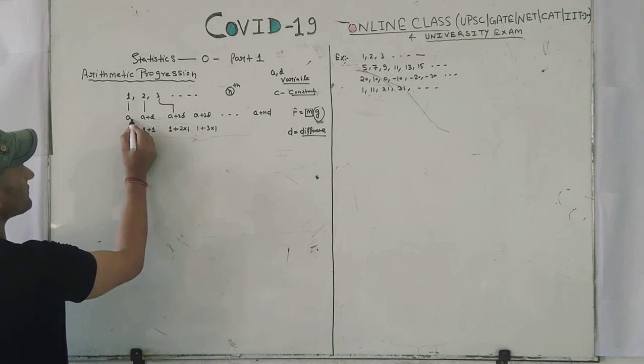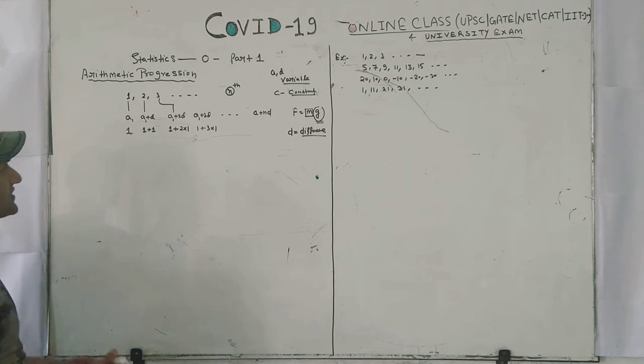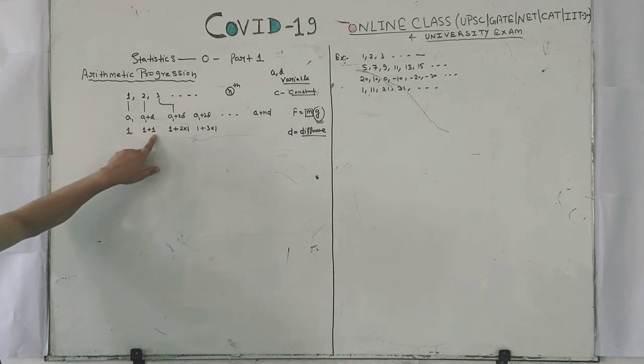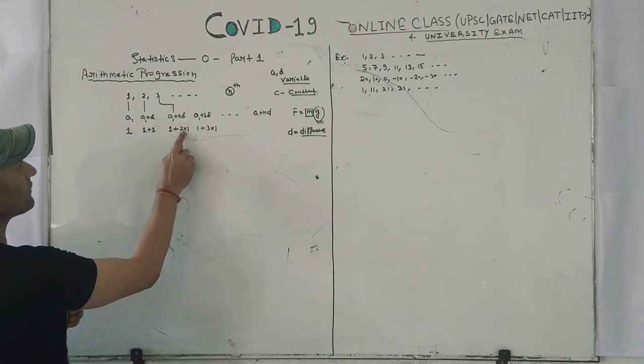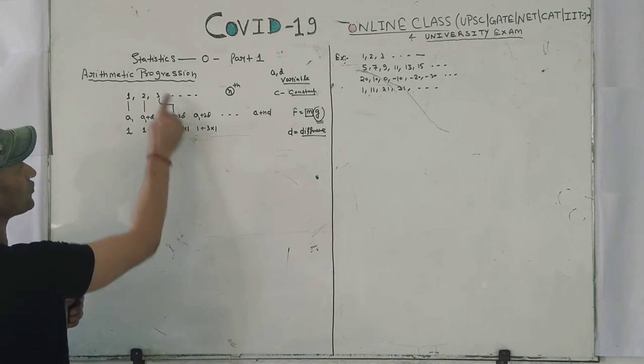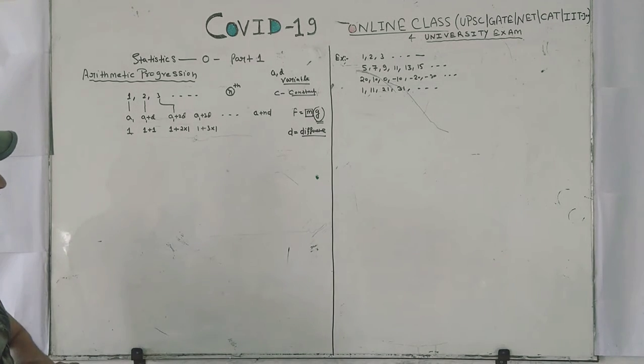And this is the first value, a1. This is the first value, and this is the difference. So you get this series: 1, 1 plus 1 equals 2, 1 plus 2 into 1 equals 3, and so on. Okay, so you are getting all the values.